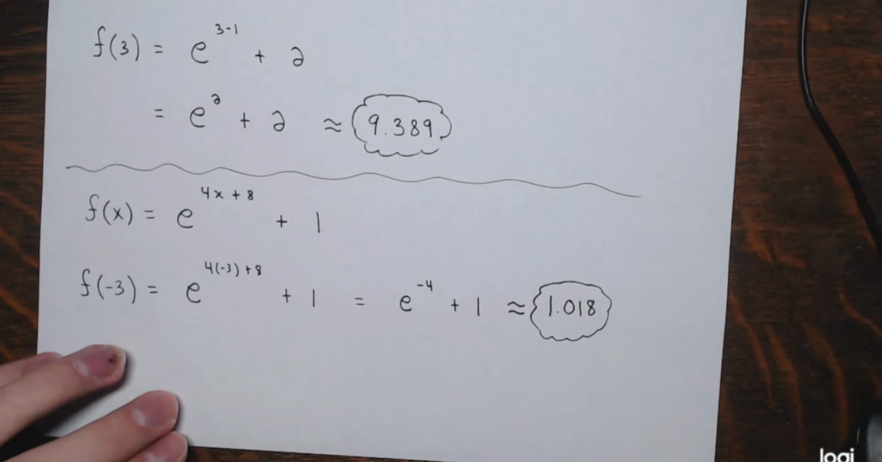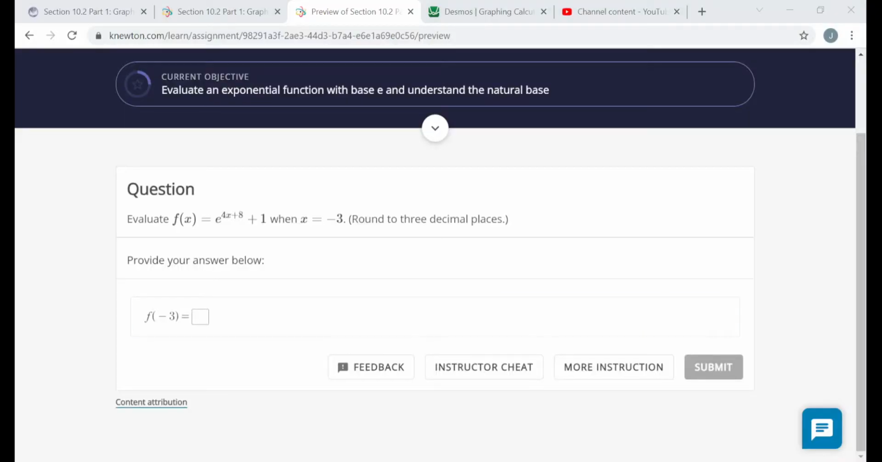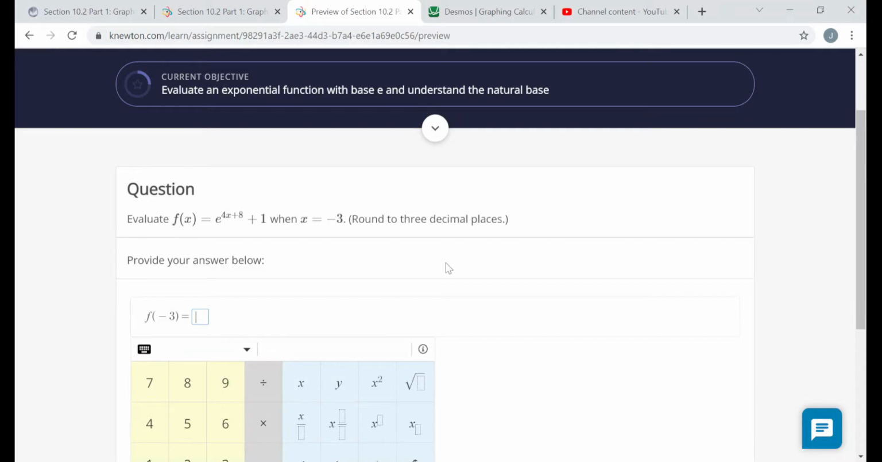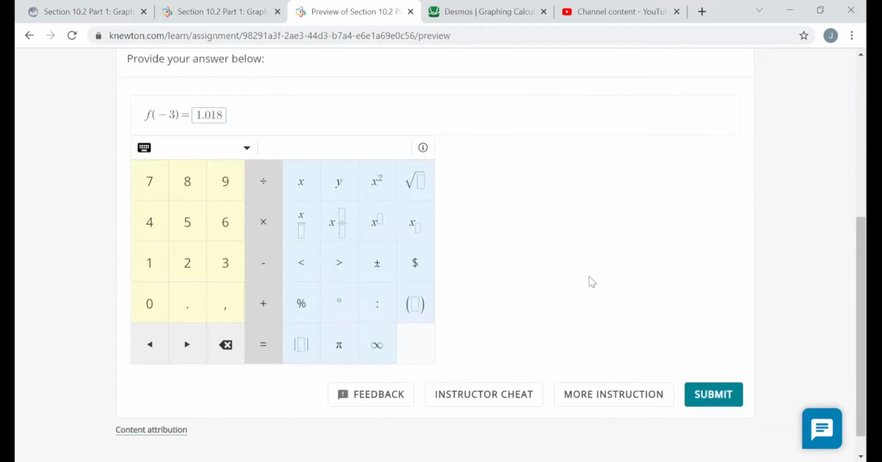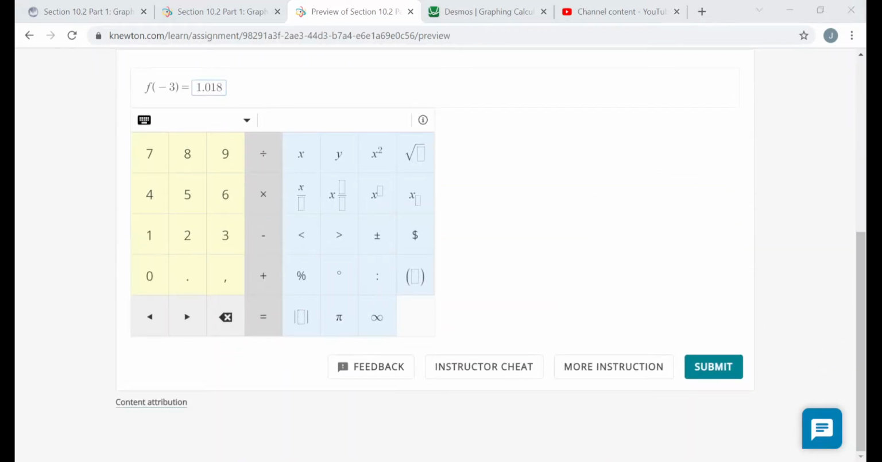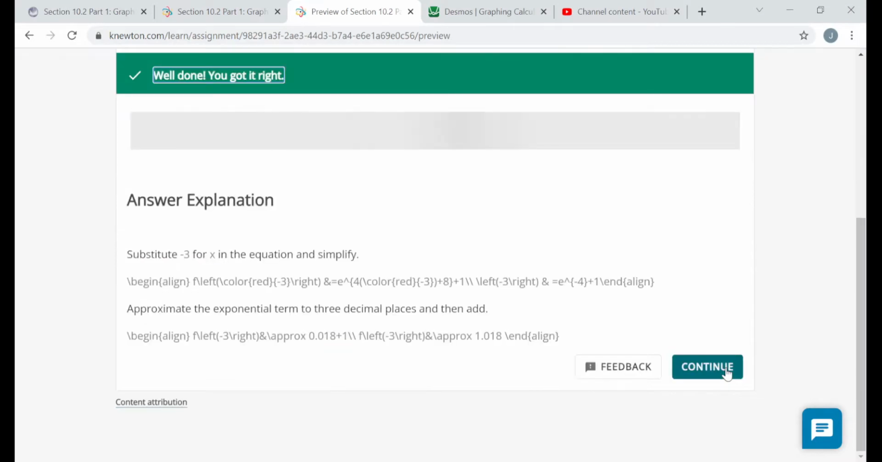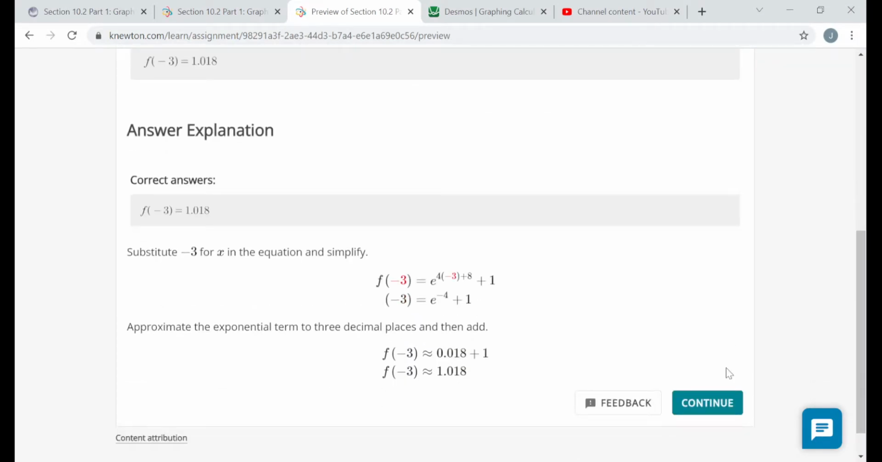So bringing the assignment back, it's approximately 1.018. Okay. And submit. Great. And again, please, these should be quick. You're really just doing calculator work with the number e, which most calculators will have. Next one I do of these, I'll bring up the Desmos website.